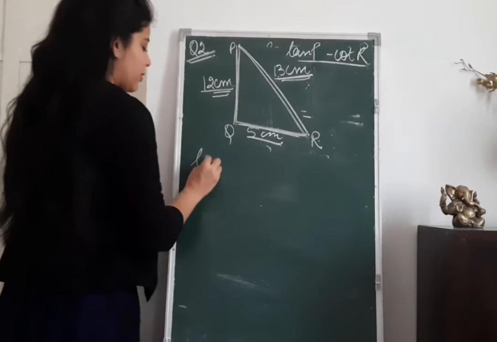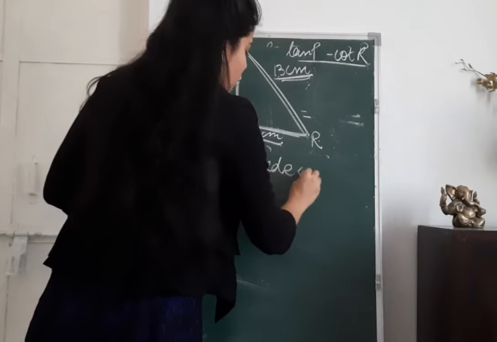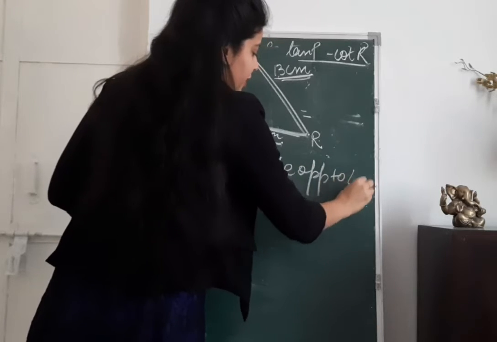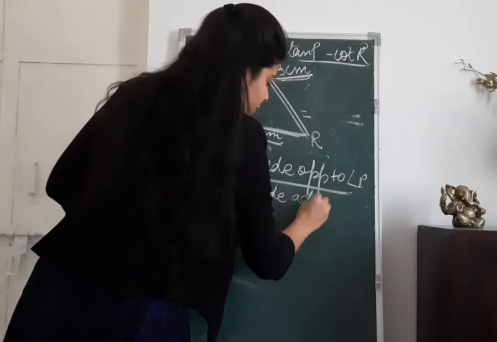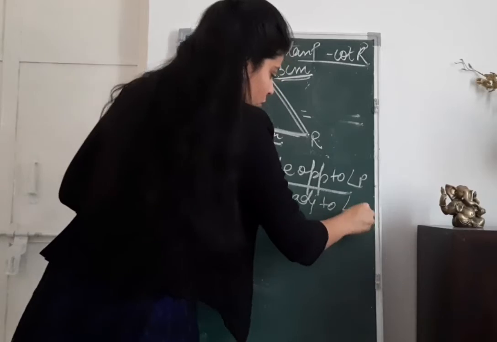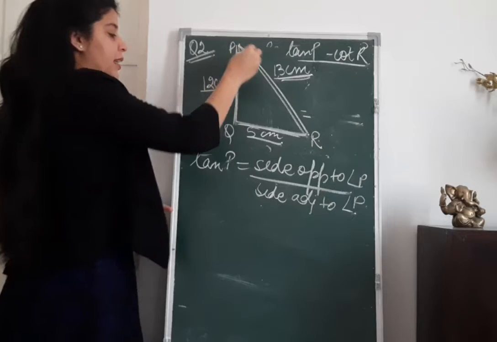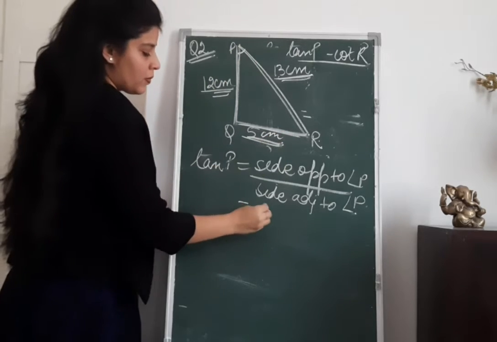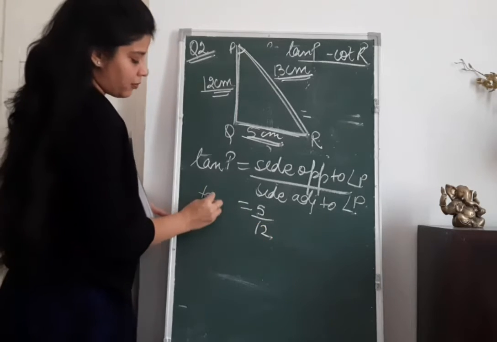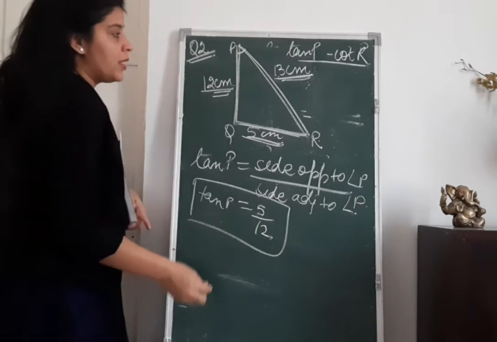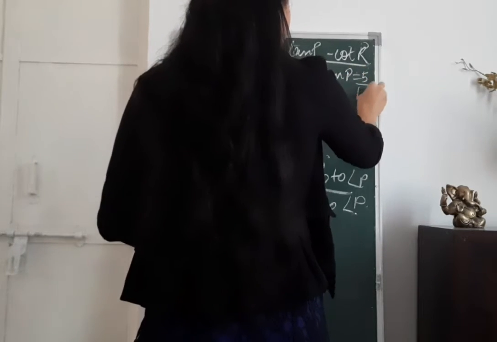Let's find out tan P. Tan P will be what? Side opposite to angle P upon side adjacent to angle P. Can I say this? Which is side opposite to angle P? 5. And side adjacent to angle P is what? 12. So tan P is equal to what? 5 upon 12. Right? So tan P is equal to 5 upon 12.